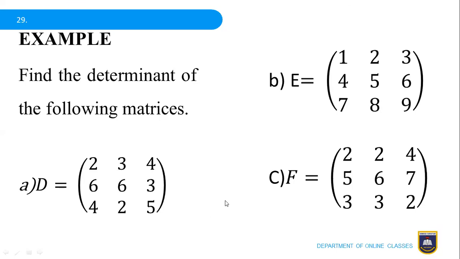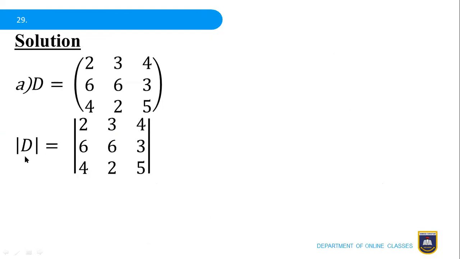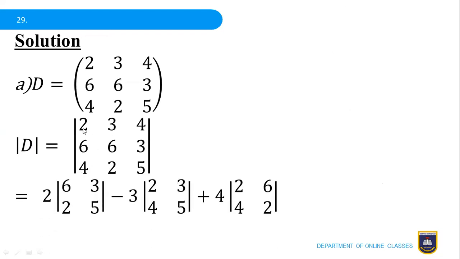Okay, so let's go to the first one. We are going to solve the first one. Solution. Now we have the matrix D equal to that. So determinant, so I have to bring this. If you don't bring this symbol, then you are not finding the determinant of the matrix D. Now this is equal to, so as you can see, I picked the 2. If I pick the first 2 here, it means that I'm going to cancel the first row and the first column. So the cofactors 6, 3, 2, 5 minus 3.